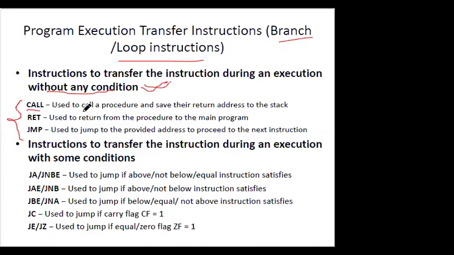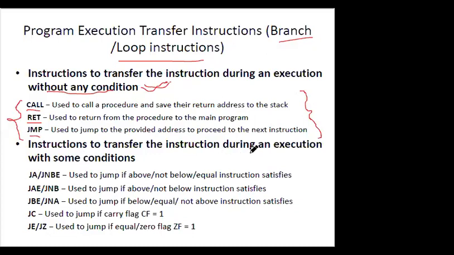One is the call instruction, used to call a procedure and save the return address to the stack. Then we have return, used to return from the procedure to the main program after running the service routine, as you all know. Then we have the jump instruction. With the jump instruction, for a particular condition we have to jump to some address location in that program, or to execute some other set of instructions or some subroutine. So these are unconditional instructions, but there are some instructions which are conditional.